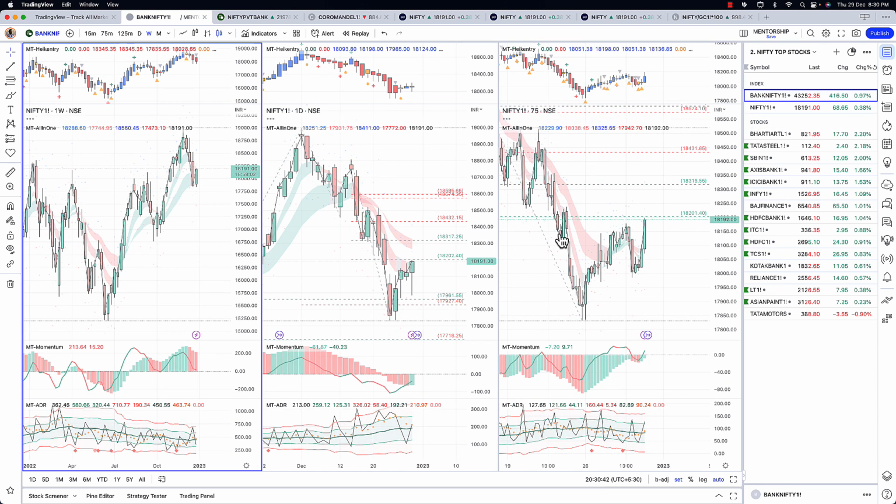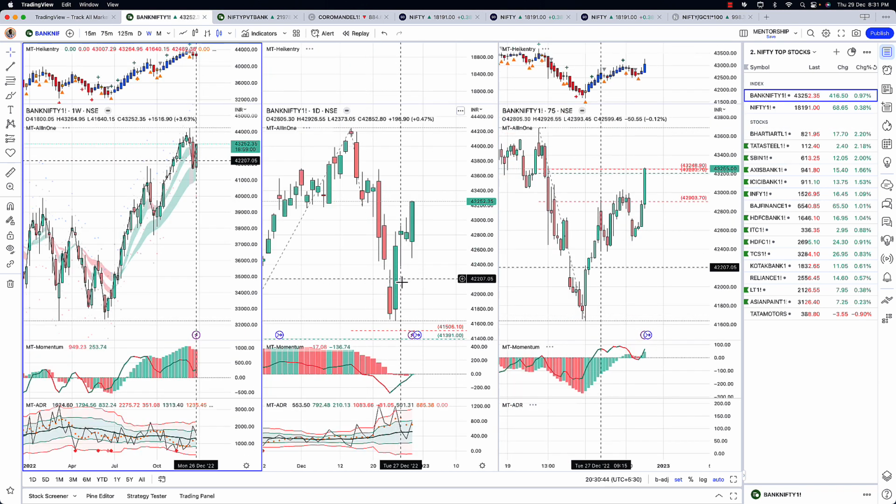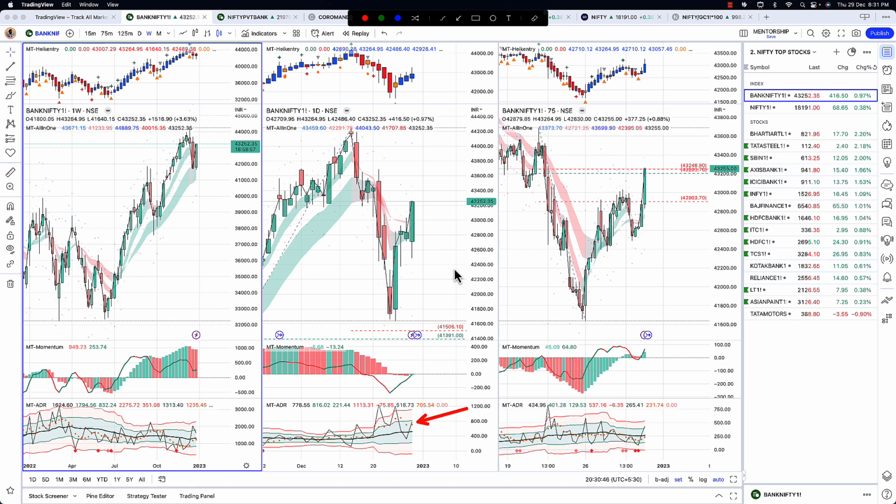Bank Nifty, phenomenal move, huge range expansion on my range indicators, big outside bar. We had levels of, if you remember, 42,900 to 43,000, and then this Fibonacci confluence, which is close to that 43,300 kind of a zone. That's exactly where the index has found itself.